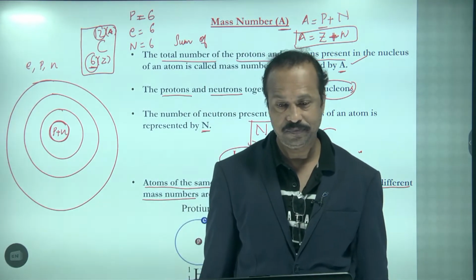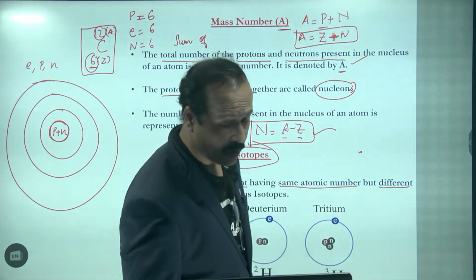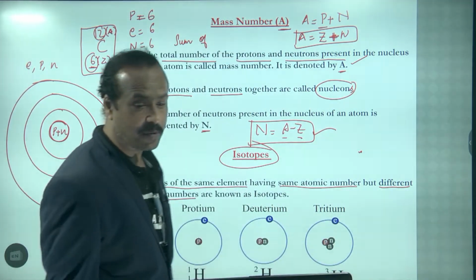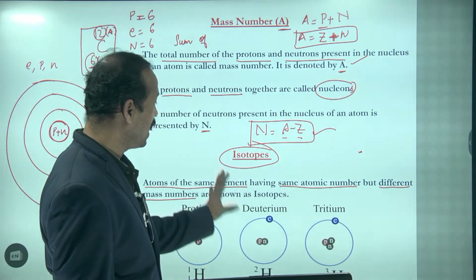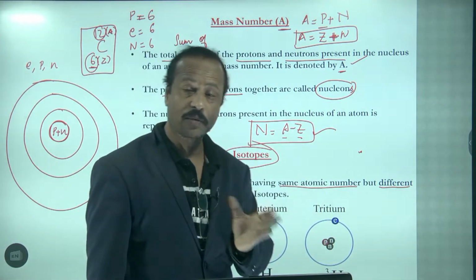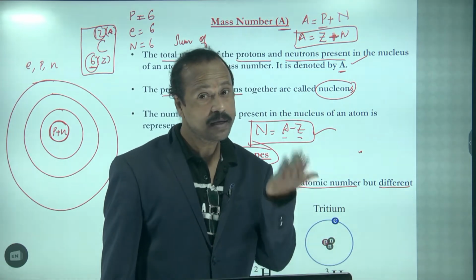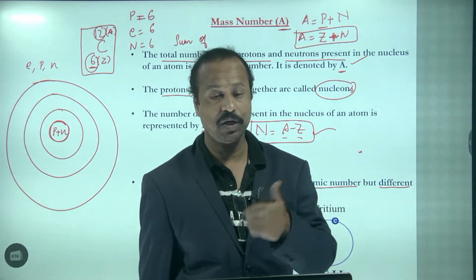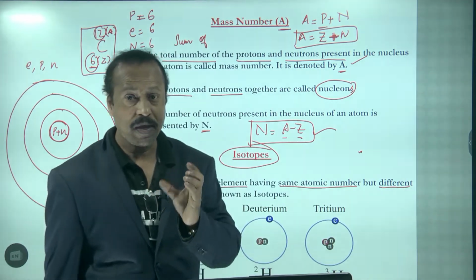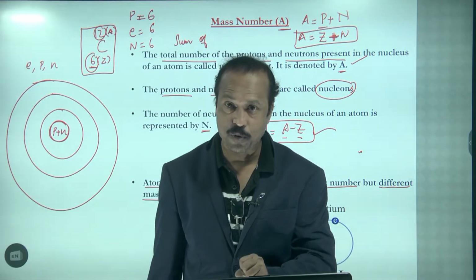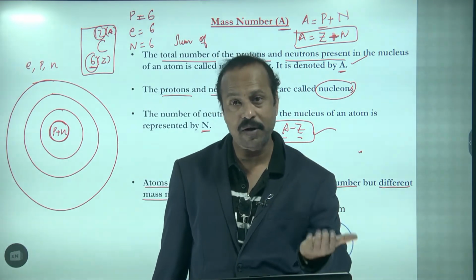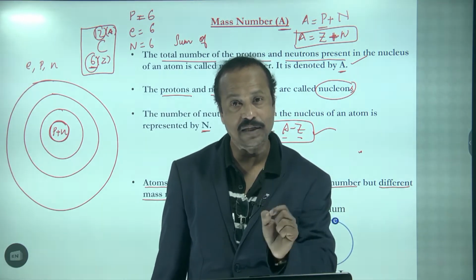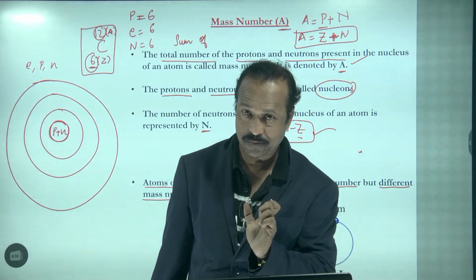Is this clear to you? They all have different numbers of neutrons. Atomic number is the same, and atomic number is nothing but the number of protons. So the number of protons is the same, but the mass number is different. Mass number is the sum of the protons and neutrons, so the neutrons are differing. So atoms with the same number of protons but a different number of neutrons are called isotopes. Is this clear to you?